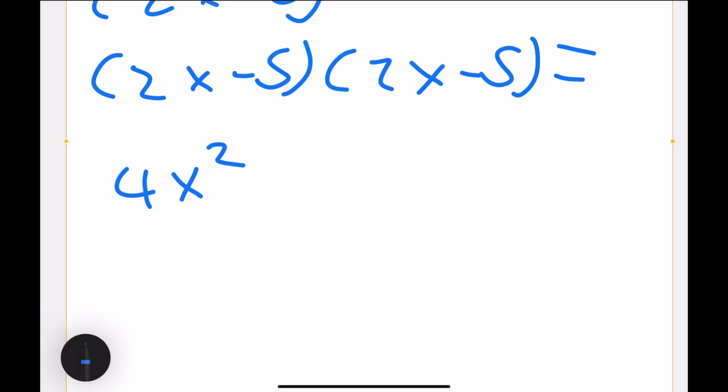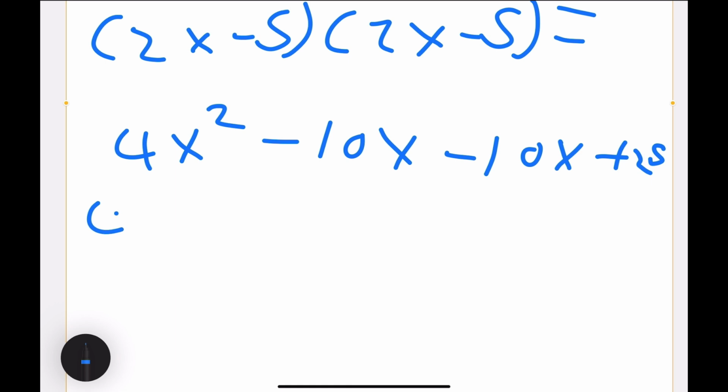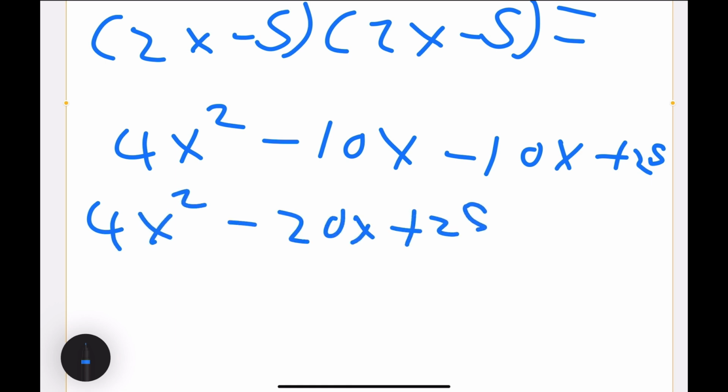So now we can do the 2x multiplied by negative 5, which is going to be negative 10x, and the negative 5 multiplied by 2x, which again is going to be negative 10x, and then negative 5 multiplied by negative 5, well, it's going to be positive 25, as a negative multiplied by negative is a positive. So now we can simplify this to get 4x squared minus 20x plus 25. So that would be the final answer.